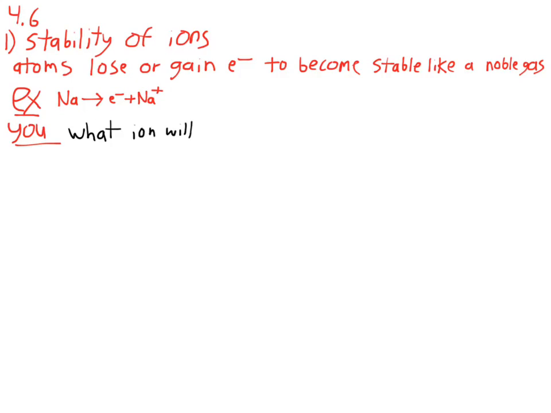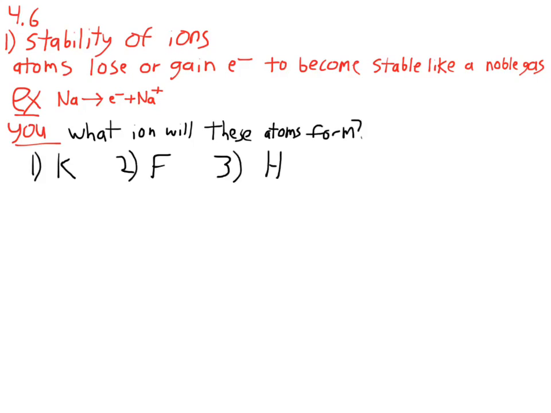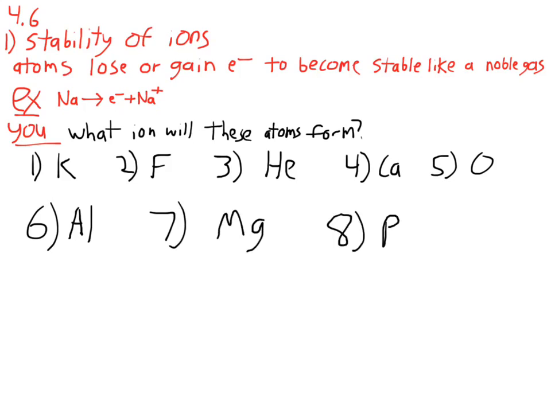So here's a problem. What ion will these atoms form to become more stable? So number one is potassium. So look at your periodic table. It's atomic number 19, so it has 19 electrons. So it's going to lose one to be stable like argon that has 18. It loses one electron, which is a negative charge. Losing a negative charge makes it then have more protons than electrons, so it is a positive charge, or 1+.